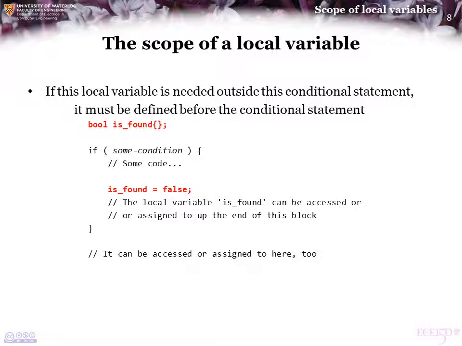If the local variable is needed outside the conditional statement for whatever reason, it must be defined before the conditional statement. So, for example, in this case, I've declared isFound before the conditional statement. Then inside, rather than initializing isFound with the value false, I assign it the value false. Then I can use that local variable, and I can continue to use that local variable outside the conditional statement.